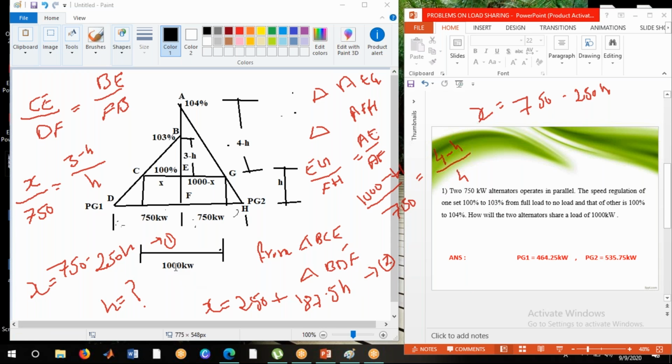Now substitute the H value in equation 1. That is X equals 750 minus 250H. What will you get? 464.25, right? So one generator's scheduled capacity is 464.25. What about the other generator, generator 2's scheduled capacity?